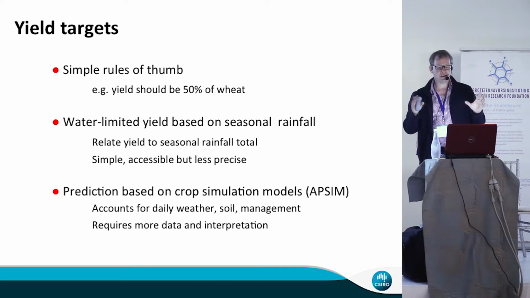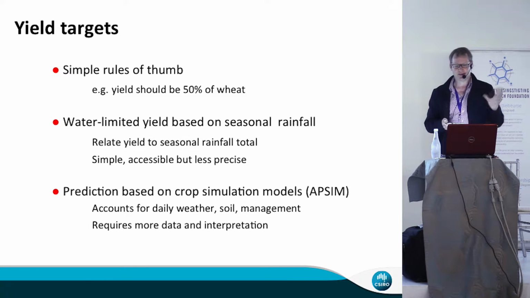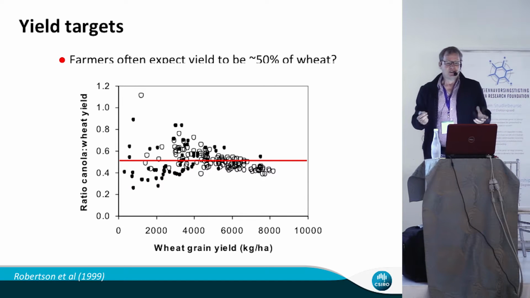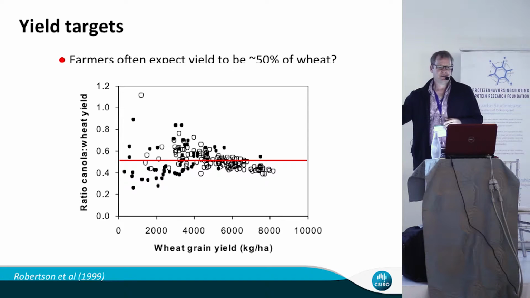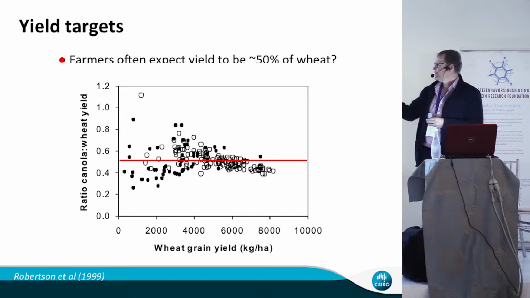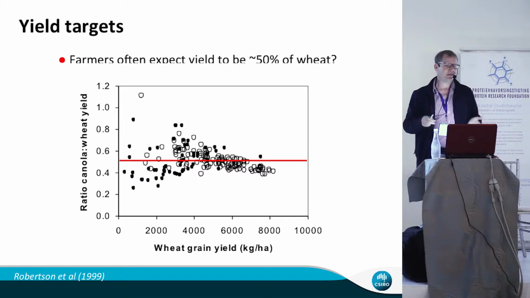But that requires a fair bit more information about your soils and other things. So in terms of whether canola yields about half of wheat, if that were true, then all those points would be sitting on that red line. And so you can see it's not a bad rule of thumb when wheat yields are above 4 tonnes per hectare. It's not a bad rule of thumb if you've got to use one. Actually, quite often your canola can be yielding higher than that. It can be yielding 60% of wheat.